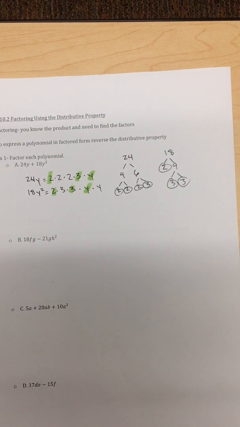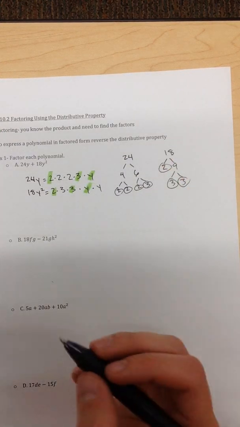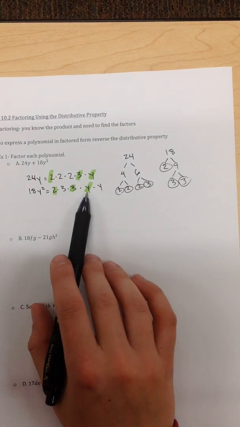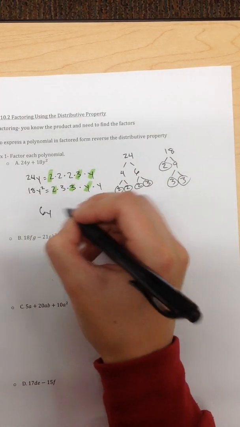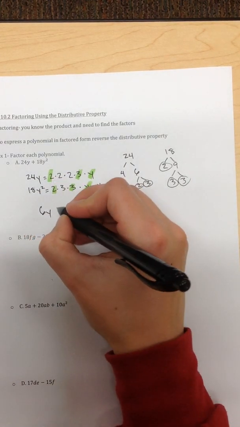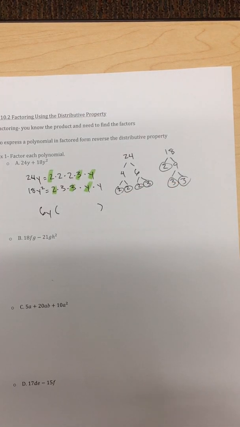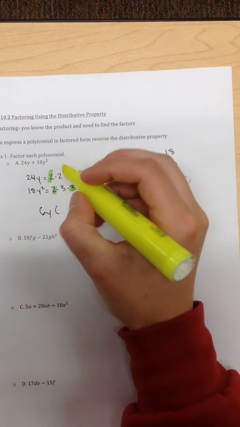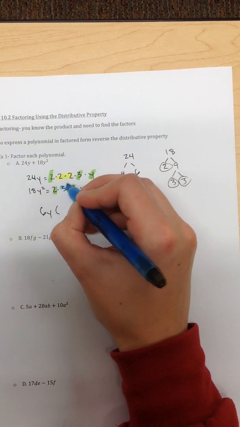So what we do with the 2, the 3, and the y that we have in both groups is that goes out front. If we take 2 times 3 times y, 2 times 3 is 6, times y, that gives us 6y. That's the number that we can pull out of everything, or divide all of those numbers by. Then we'll have our parentheses here, and inside those parentheses is whatever's left. For 24y, the things that are left are the 2 and the 2. And for the 18y squared, the things that are left are a 3 and a y.